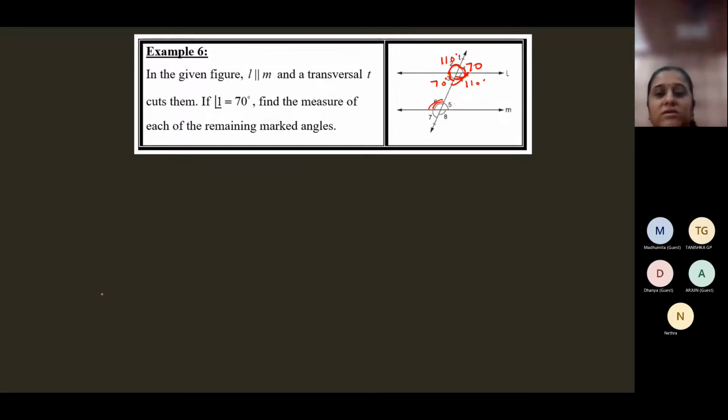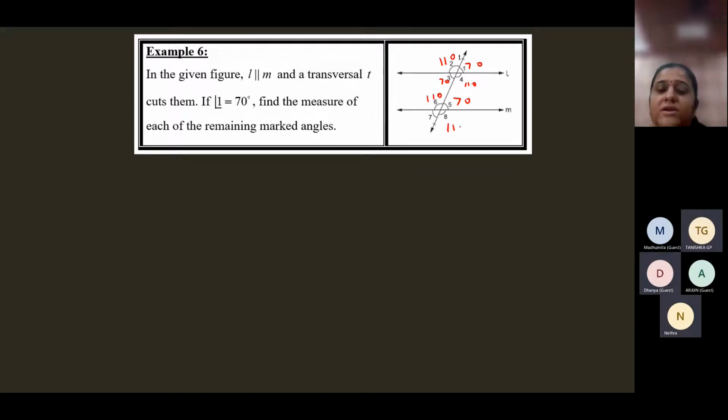Okay, now you found 5 and 6. 5 is 70 and 6 is 110. So what is 8? 110, ma'am. Vertically opposite. Then 7? 70 degrees. Correct. That's all.